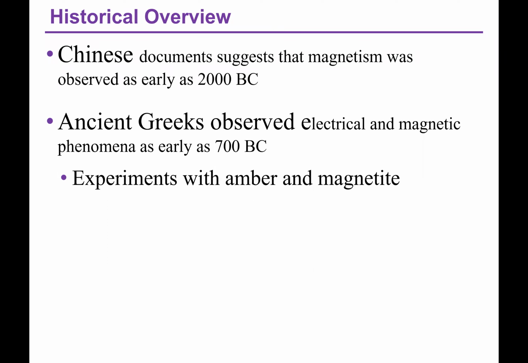Obviously, what we're going to be learning in this chapter is not exactly what they thought electricity or magnetism were, but still, they were able to see some of those phenomena. For example, if you take amber and rub it with fur, right?